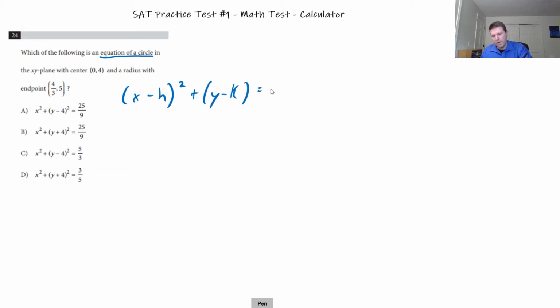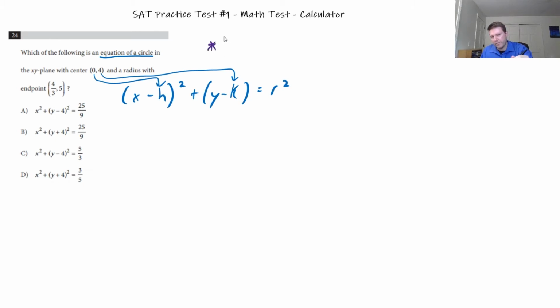Notice how they give you the coordinates of the center, right? That can go right in for h and k. And then you don't know what the radius is, but they also give you an endpoint, right? And I'm going to write this again.